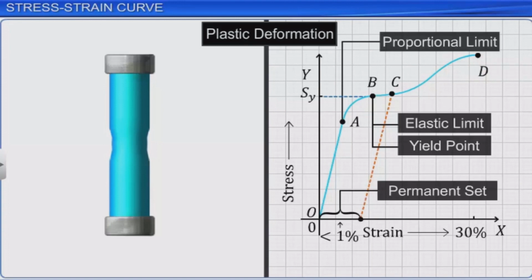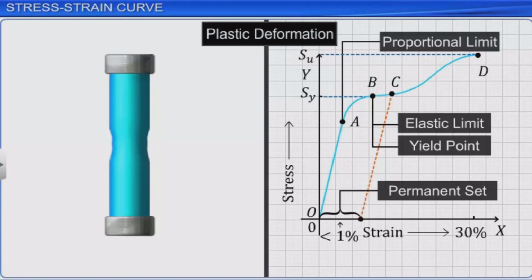The value of stress at this point is called tensile stress or breaking stress and is denoted by the symbol SU. It is also referred to as ultimate tensile strength.